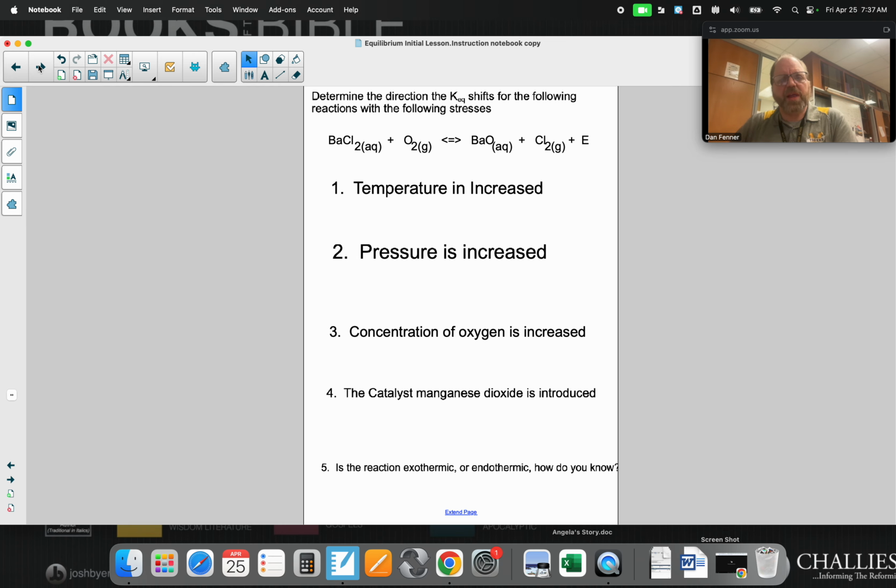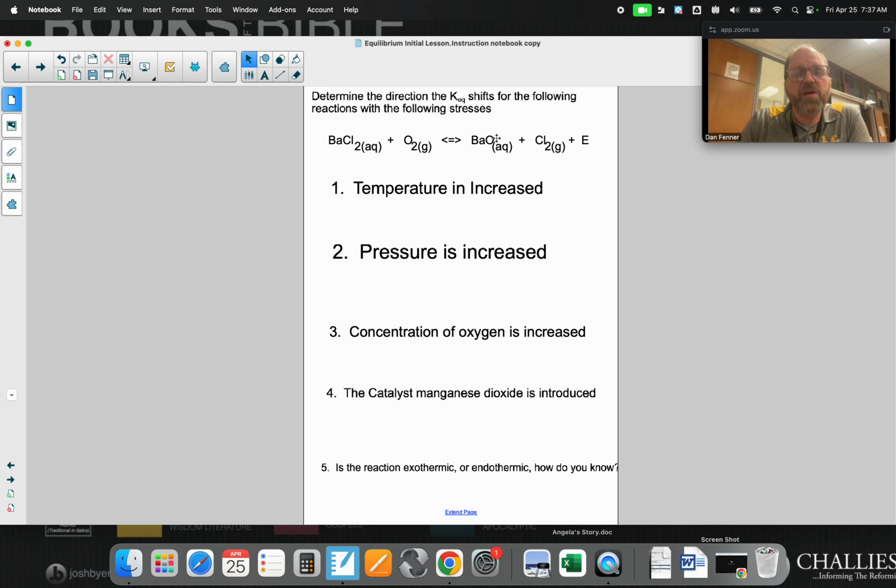All right, so let's take a look at a situation. I want you to find the shift for this reaction, BaCl2 plus O2 in equilibrium with BaO plus Cl2 plus energy. I want you to increase the temperature, decrease the pressure, change the concentration by increasing oxygen, use a catalyst, and then say whether the reaction is endothermic or exothermic. How do you know?